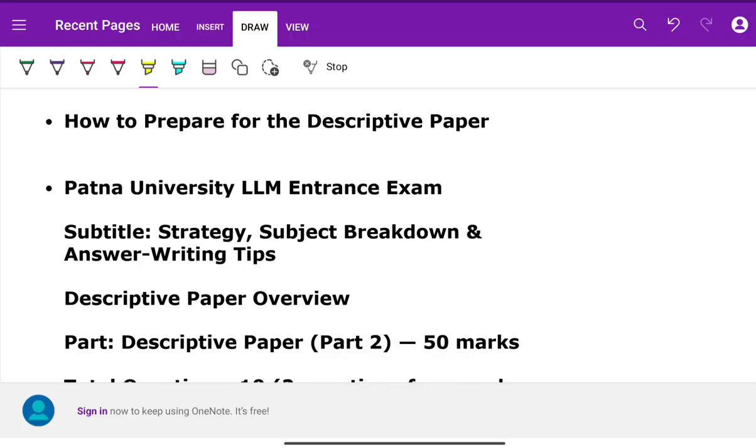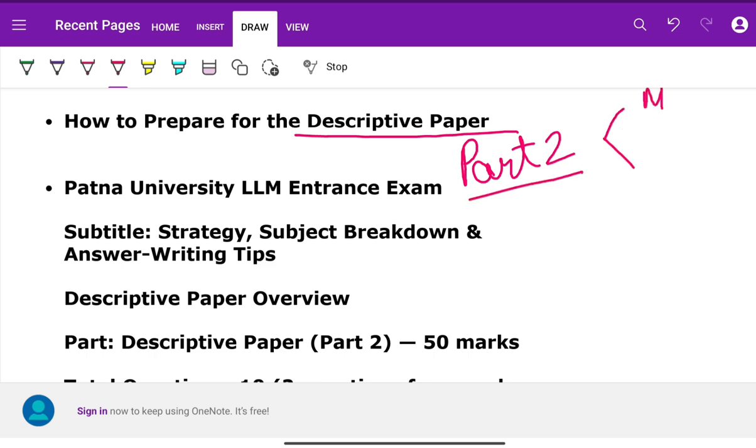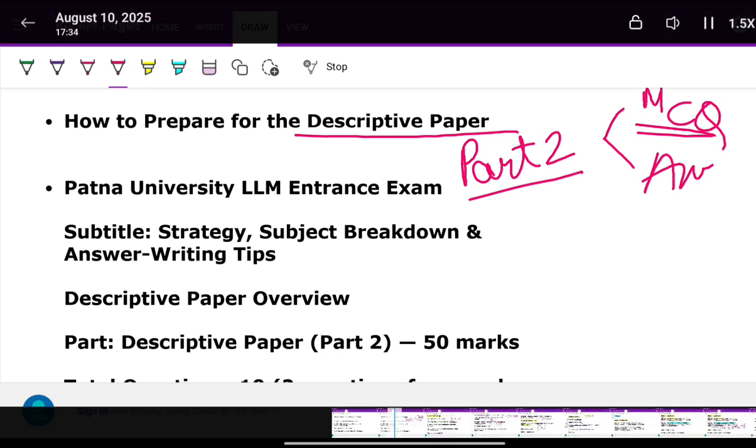Patna University LLM entrance exam, and this is part 2 of the video. Your Patna University LLM exam is of two parts. It is divided: the first one is the MCQ and the second one is the answer writing. So I have already discussed how to do the MCQ and what all subjects you have to study. Now in this video I am going to deal with the descriptive part, in which you have to do the answer writing.